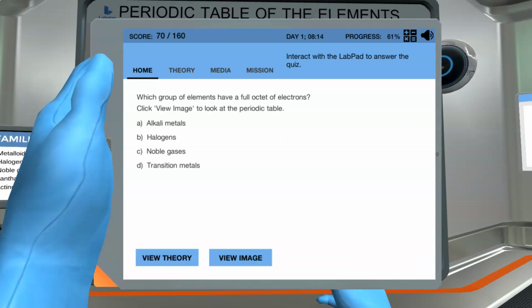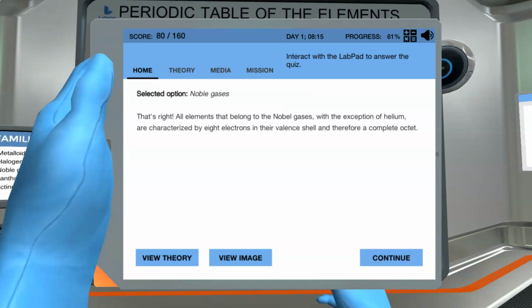Which group of elements have a full octet of electrons? Click View Image to look at the periodic table. That's right, all elements that belong to the noble gases, with the exception of helium, are characterized by 8 electrons in their valence shell and therefore a complete octet.